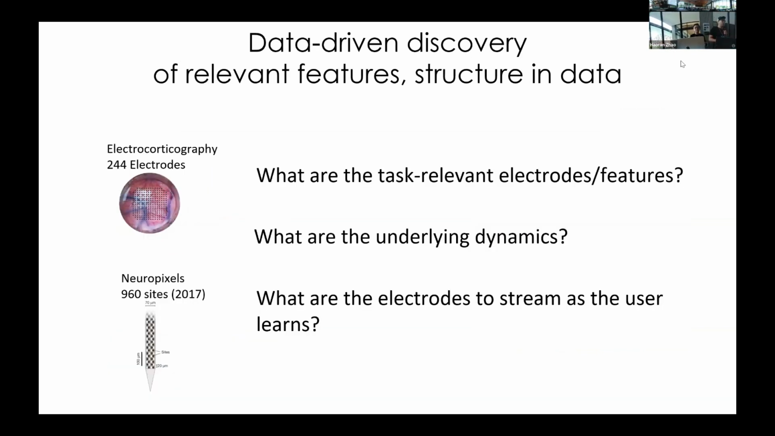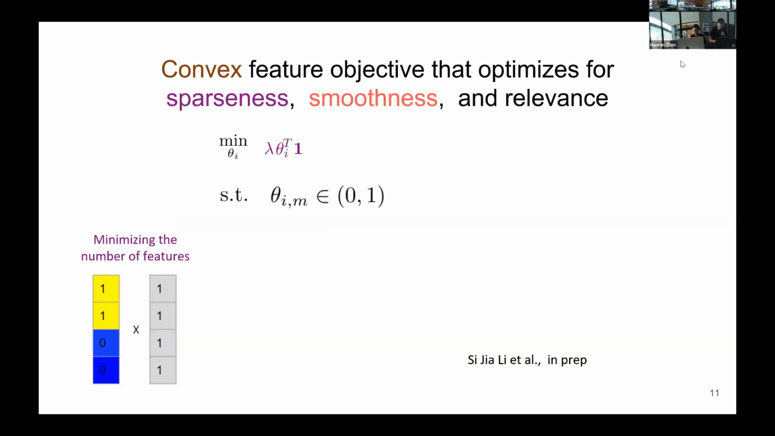These are the particular questions we're interested in, since we can record many different types of features. The first couple of questions are: what are the relevant features in electrodes, and what are the underlying dynamics? As well, in real-time BMI experiments, we'll have to select which electrodes to stream as the user is also trying to learn the device. With these objectives, conventional machine learning algorithms don't account for these non-stationary distributions as the learner is trying to learn the device.